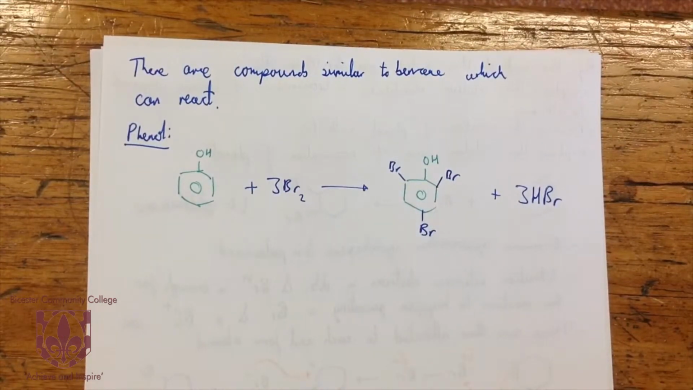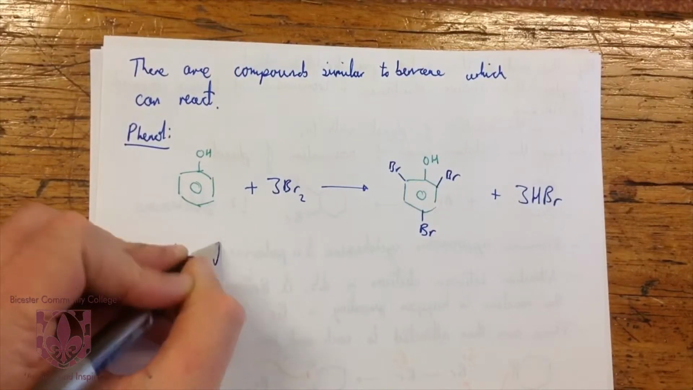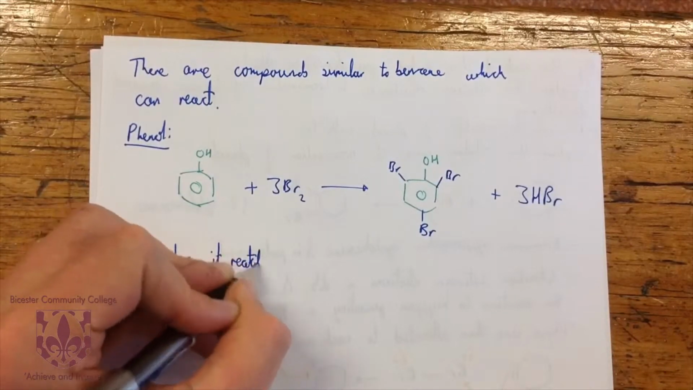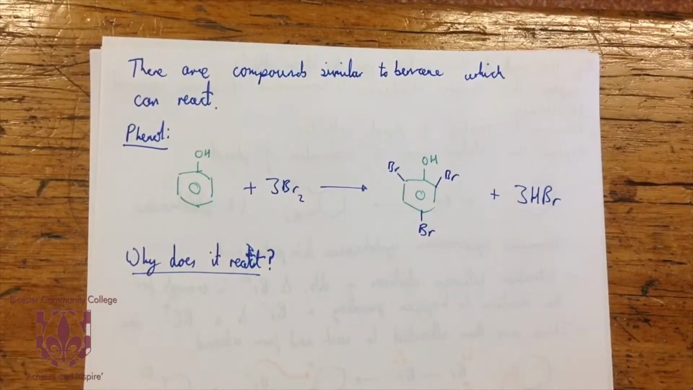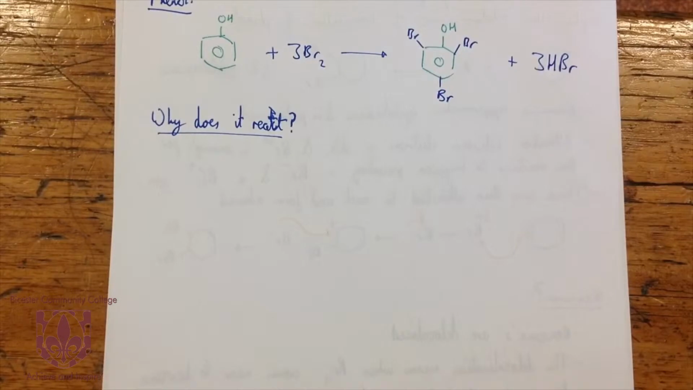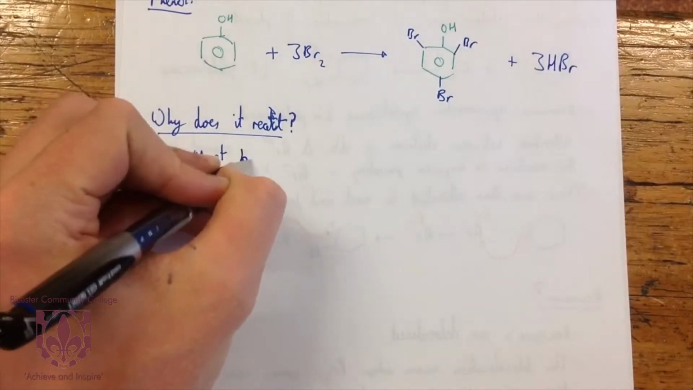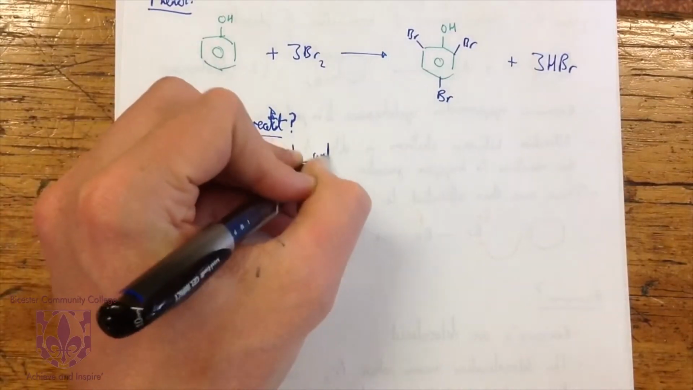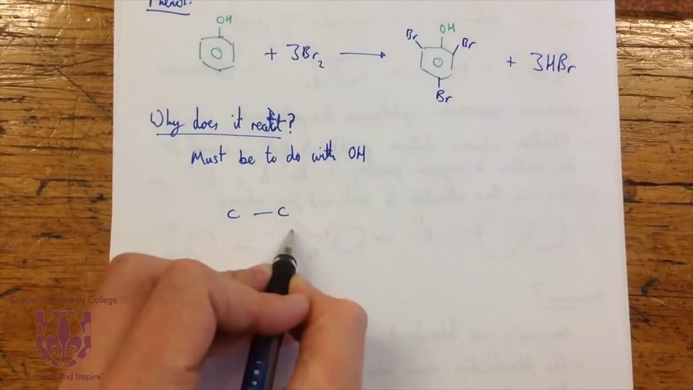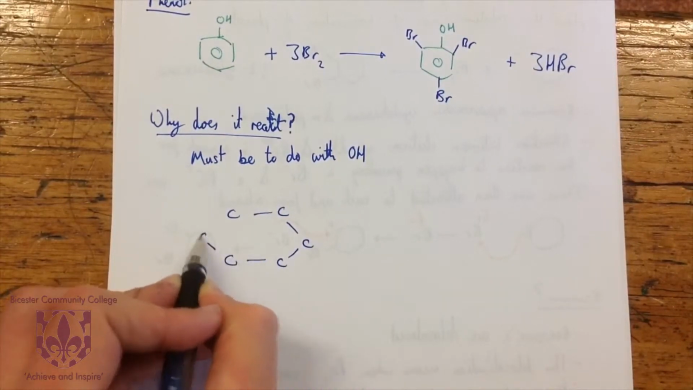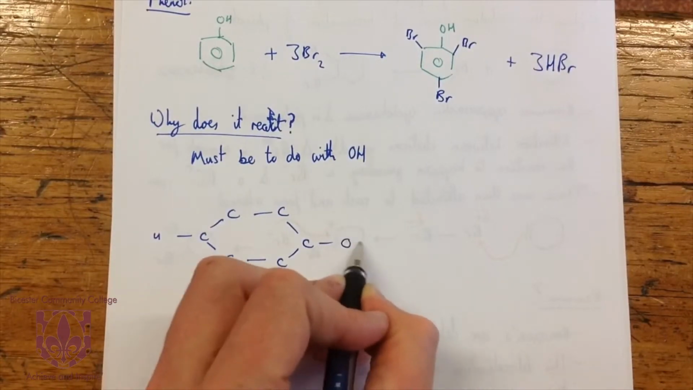Okay, so why does it react? Why does phenol do this and not benzene? Well, the most obvious difference between phenol and benzene is an OH group. So it must be to do with that. Okay, so it must be to do with OH. If there's no OH, there's no reaction. When we have an OH, there is one. Okay, so we're going to draw out our model and we're going to look at the orbitals.